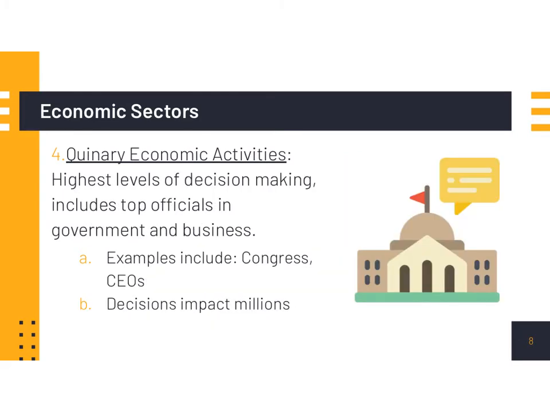Okay, the quinary economic activity is the highest levels of decision making in a company. So there's not that many people that work in the quinary sector. So remember, they're in service. For example, the President of the United States is supposed to be in service of us, the American people. And so they're technically working in service, but they're at the very highest levels.